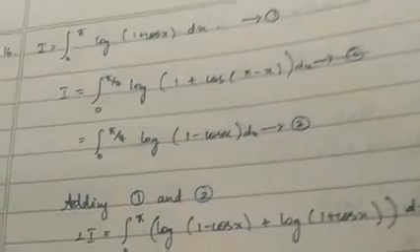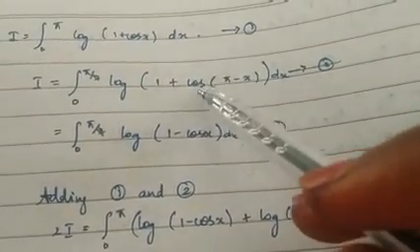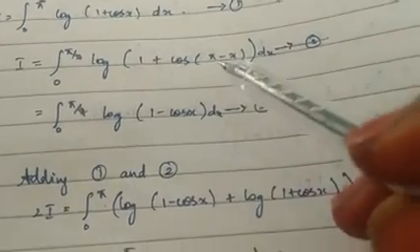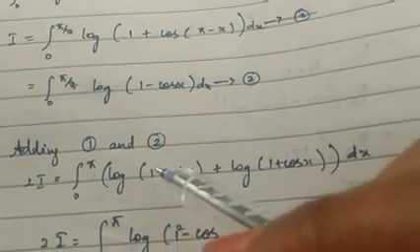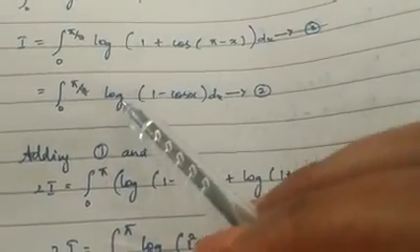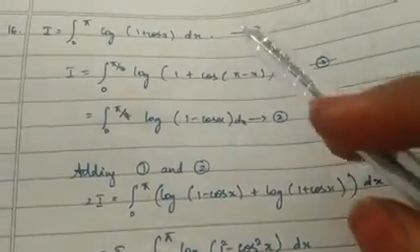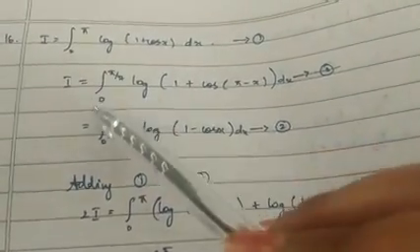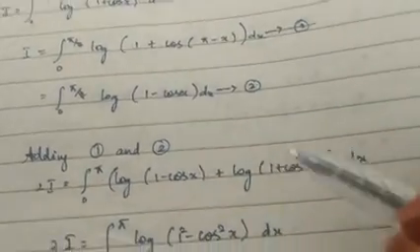Cos of pi minus x lies in the second quadrant. If it is pi, the trigonometric ratio won't change. If it is pi by 2, cos will change to sin, sin will change to cos, tan will change to cot, and cot will change to tan. Therefore, you will get log of 1 minus cos x dx. So add those two integrals. Therefore, 2I will be equal to the integral from 0 to pi of log of 1 plus cos x plus log of 1 minus cos x.